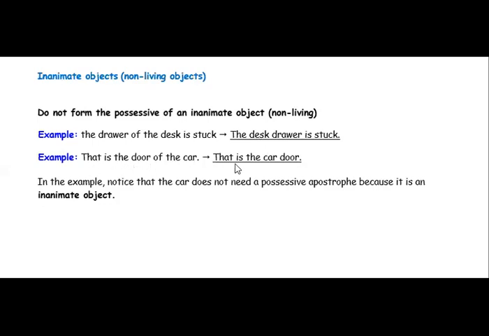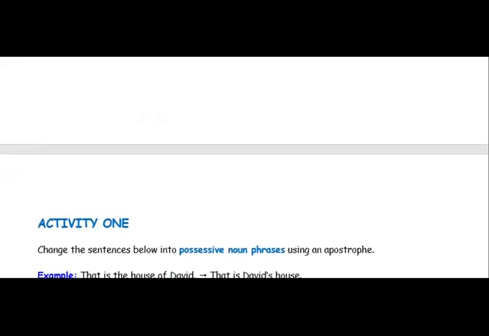That is the door of the car. We don't need to put an apostrophe again because the door is non-living and the car is non-living. So you just say that is the car door. You don't say that is the car's door. That's not exactly incorrect, but it's just not how we talk. So we just say that is the car door. And I'm sure most of you talk like this already.